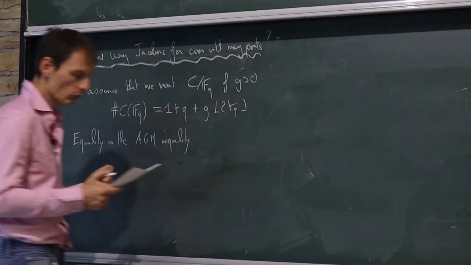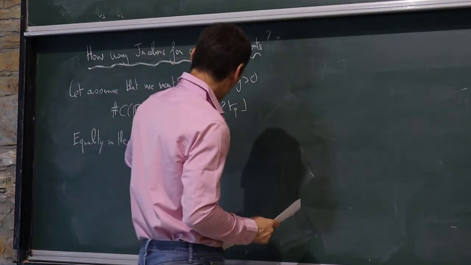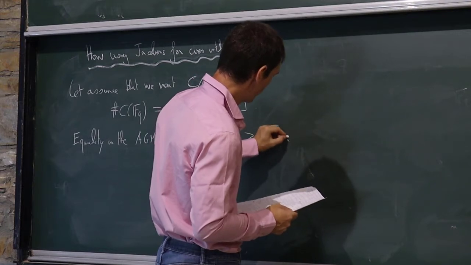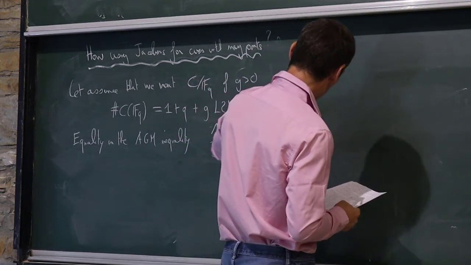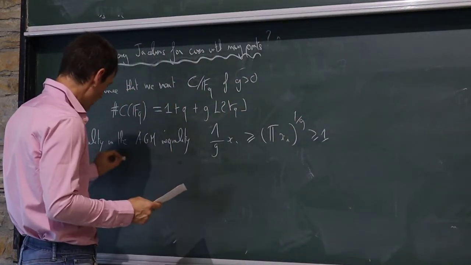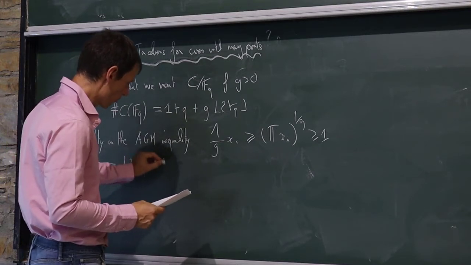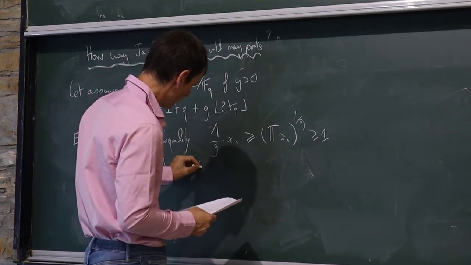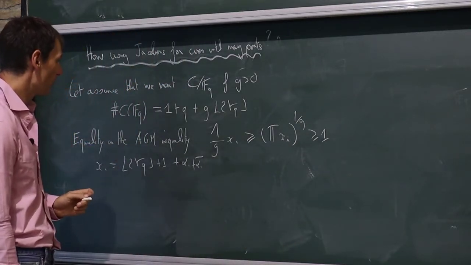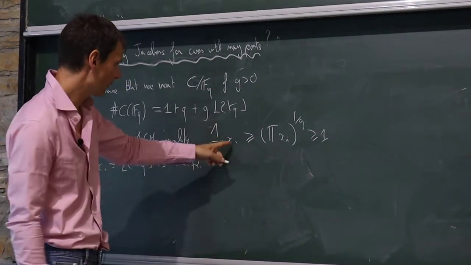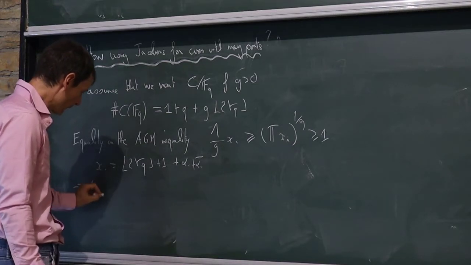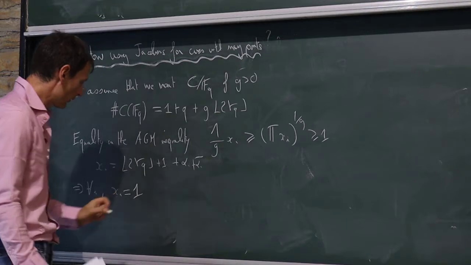And referring to the notations we had at that time, it means that 1 over G times the sum of the xi, which was greater or equal to the product of the xi to the power 1 over G, that was greater or equal to 1, where the xi were just the integral part of 2 square root of q plus 1 plus alpha I bar, we have equality. So equality in the arithmetic geometric means inequality imposes all the xi to be equal and all the xi to be actually equal to 1. So for all I, xi is 1.